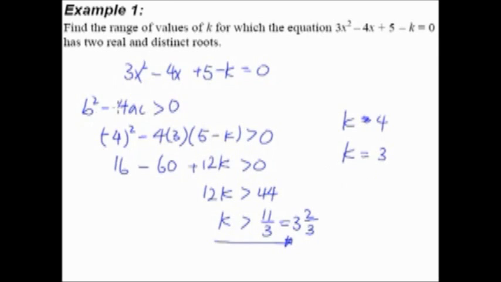So for your b squared minus 4ac to be greater than 0, your k has to be greater than 3 and 2/3, which means that it has to be 4 or 5 or 4.5 and so on. So this is what it means. So it is rather important that when you get the answer, you understand what the answer is trying to tell you, what the answer is all about.